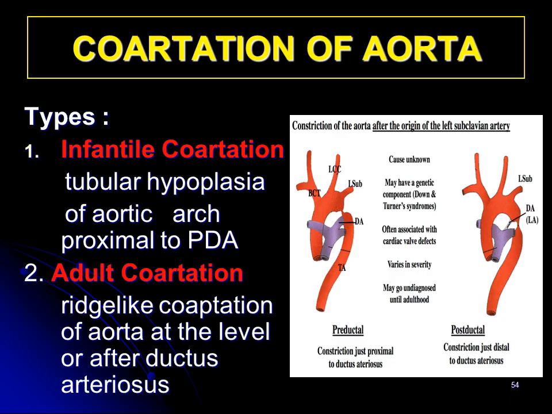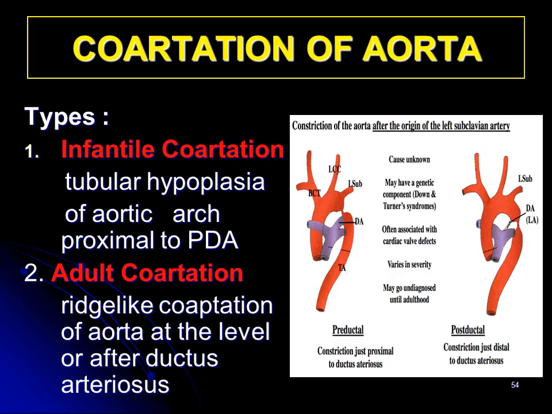The first is infantile coarctation, and the second is the adult coarctation. In infantile coarctation, the coarctation occurs proximal to the patent ductus arteriosus, and patients are usually symptomatic early. In adult coarctation of the aorta, a ridge-like coarctation occurs at the level of or after the patent ductus arteriosus. About 98% of coarctations are postductal or adult in nature, where the narrowing occurs distal to the ductus arteriosus.